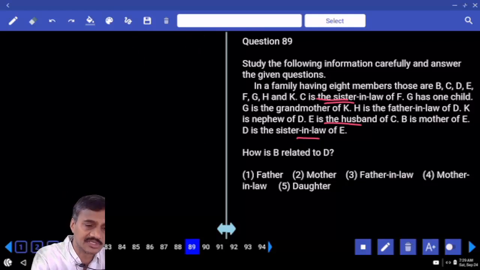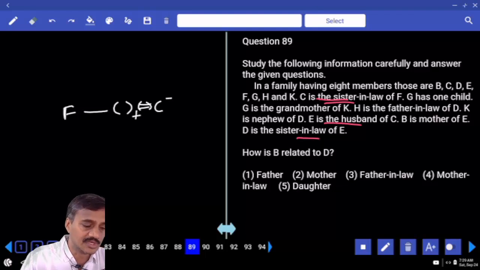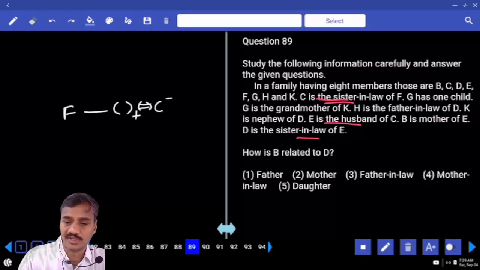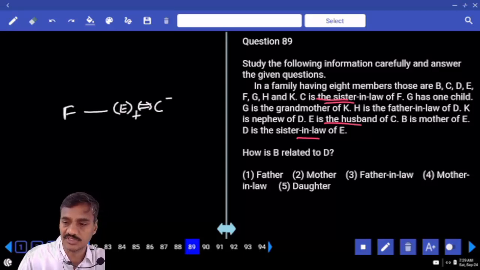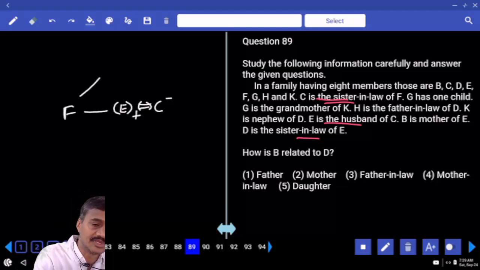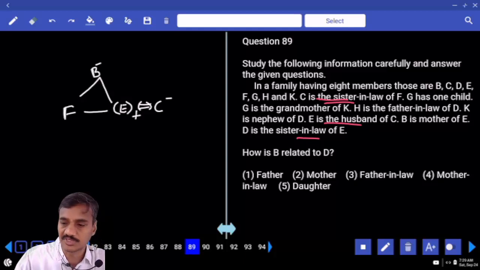Now let us take the second case. F's brother is here and brother's wife is C. And C is the sister-in-law of F. And next one, E is the husband of C. E must be adjusted. B is the mother of E. And that means B is the mother of these two persons.